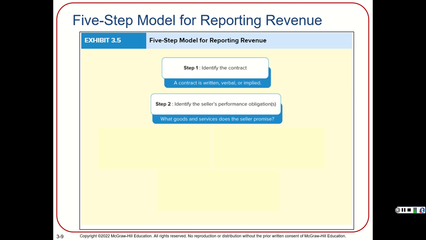So identify the seller's performance obligation. What goods and services does the seller promise? In a hair salon, the seller is promising services in exchange for payment either with cash, credit card, however that is performed. So that is a situation where the contract is implied. You go into a salon, it is implied that when you get done receiving the services to get your hair done, you are going to make payment right away.